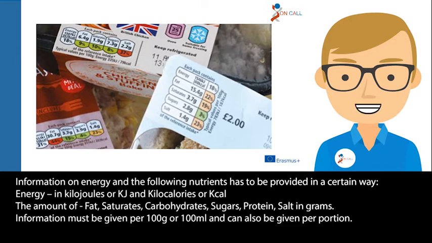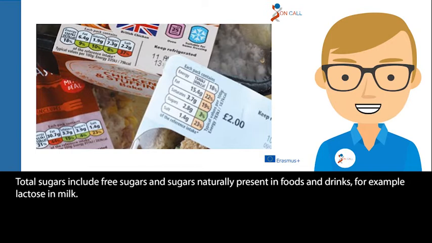Energy in kilojoules or kJ and kilocalories or kcal. The amount of fat, saturates, carbohydrates, sugar, protein, salt in grams. Information must be given per 100 gram or 100 ml and can be given per portion. Total sugars include free sugars and sugars naturally present in foods and drinks, for example, lactose in milk.